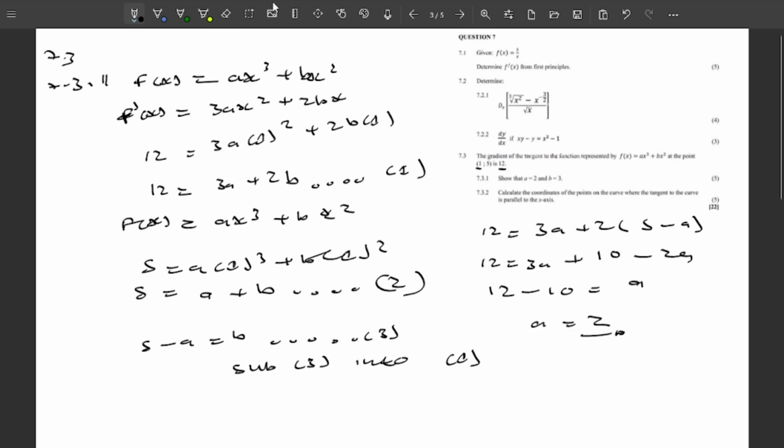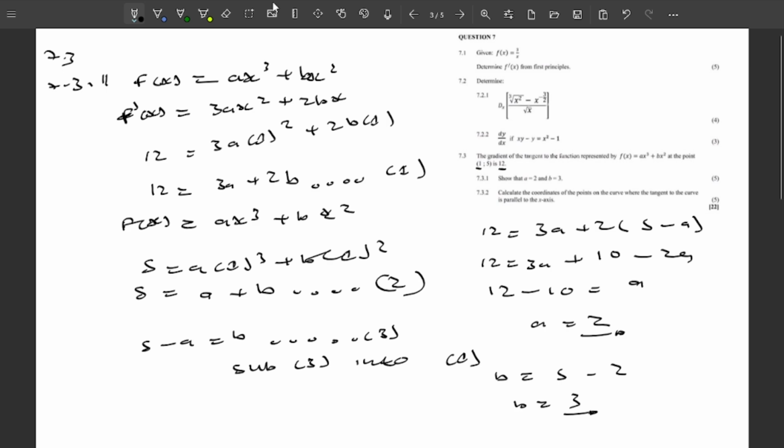Now since I found a, I can go back to equation 3 and say b equals 5 minus 2. So b is going to be 3. Do they look similar? Yes. So that's how it is. That's how you solve it. It's quite simple that way.